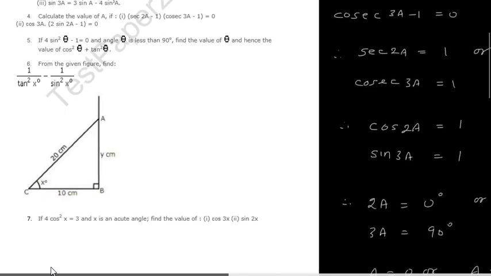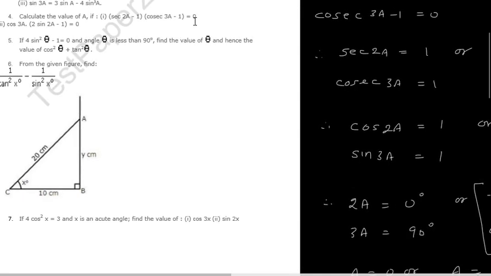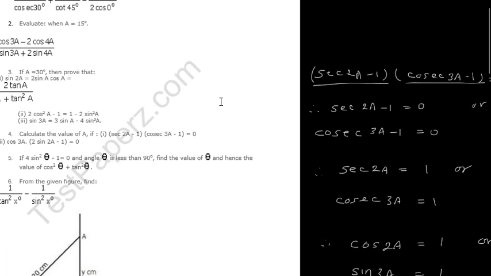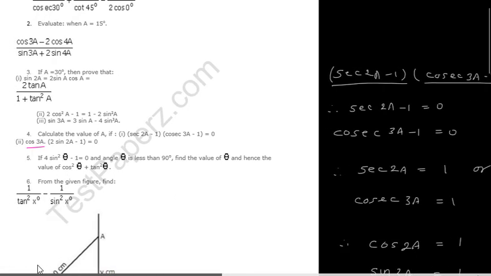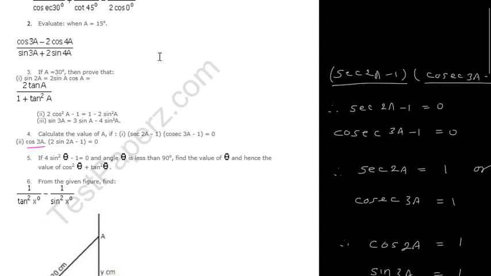Okay, then cos 3a into 2 sin 2a minus 1 equal to 0. So this problem also you do in the same manner. What you do? You will say that cos 3a into 2 sin 2a minus 1 is 0. So you can say that cos 3a is 0 or 2 sin 2a minus 1 is equal to 0, and then find the value of a.